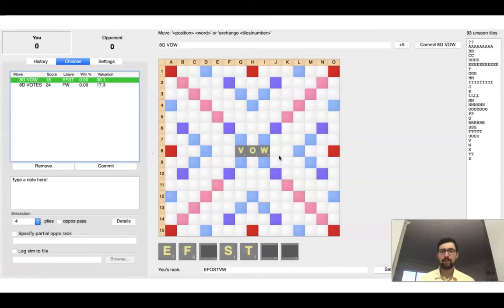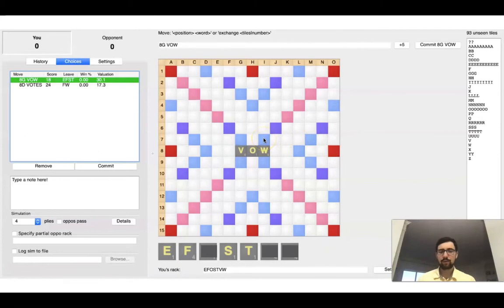Now, even though vow is 6 points less, it's actually a much better play here. You can sort of see that from the valuation column. It's actually valued almost 13 points better than votes, and that's because its leave is much better. Vow keeps an E, an S, and a T, all of which are really good for bingoing, and then the S individually is quite valuable, as we discussed on the last slide.